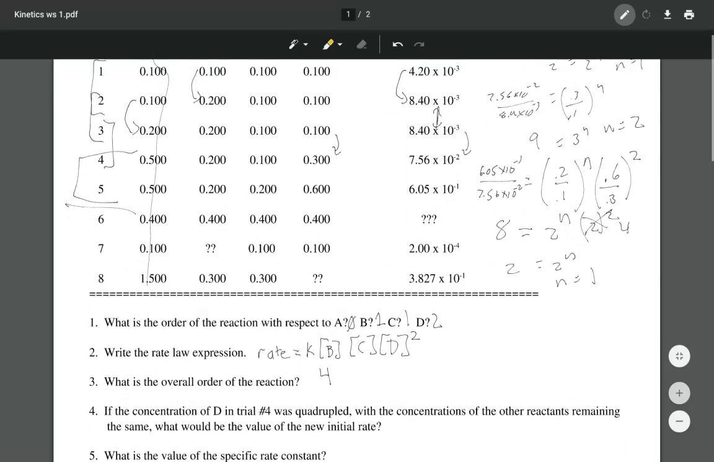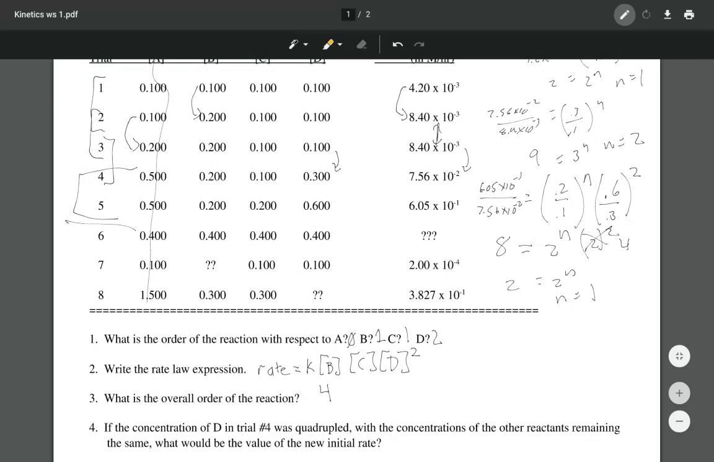All right. Then for number 4, it asks if the concentration of D in trial 4 was quadrupled while everything else stayed the same, what would be the value of the new initial rate? Well, if D gets multiplied by 4, the rate gets multiplied by 4 squared, or by 16. So you just take 16 times the 7.56 times 10 to the negative second, and you get that the rate would be 1.21.